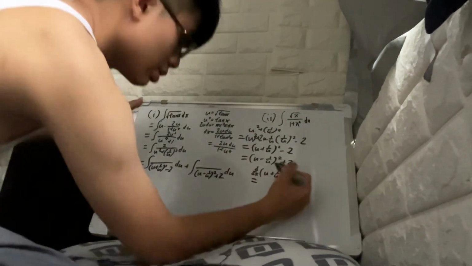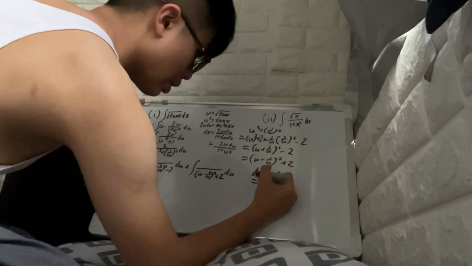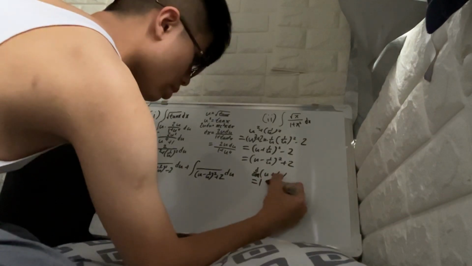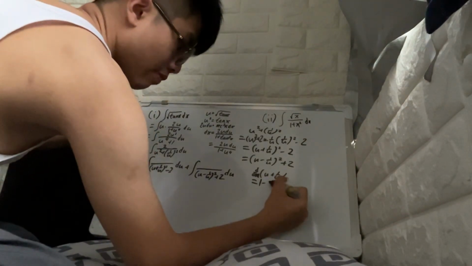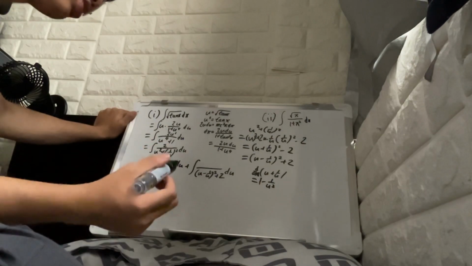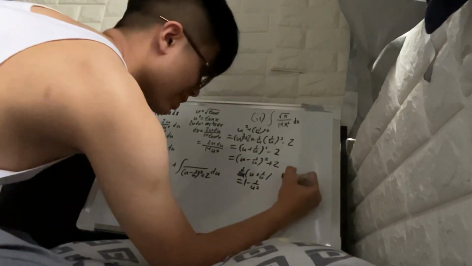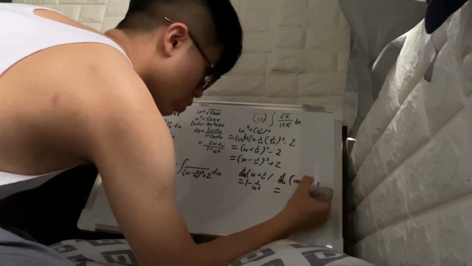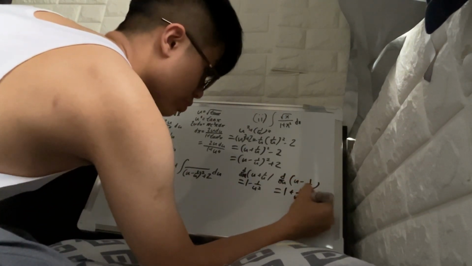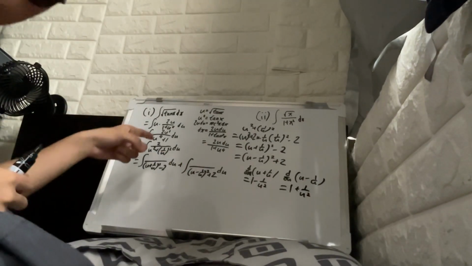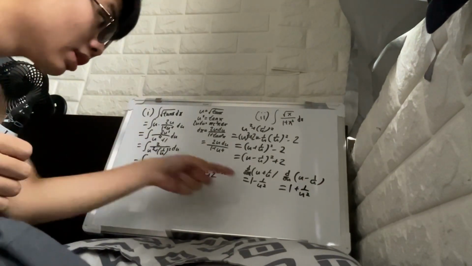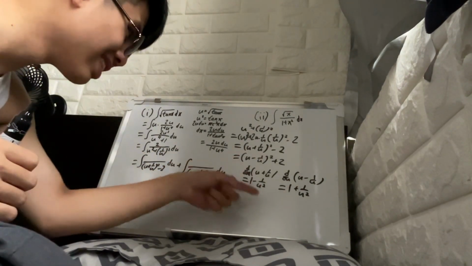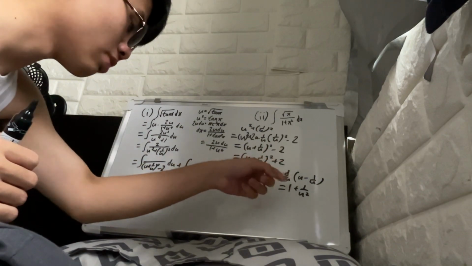So differentiate: d/du of u plus 1 over u gives 1 and then negative 1 over u squared. Another one, d/du of u minus 1 over u gives 1 and then plus 1 over u squared. So in the original, we have the 2 here. This plus that, negative 1 over u squared plus 1 over u squared, they cancel each other out.